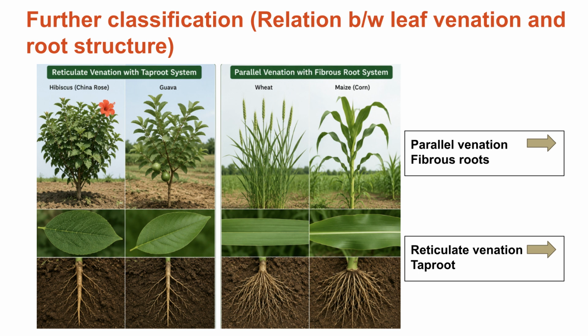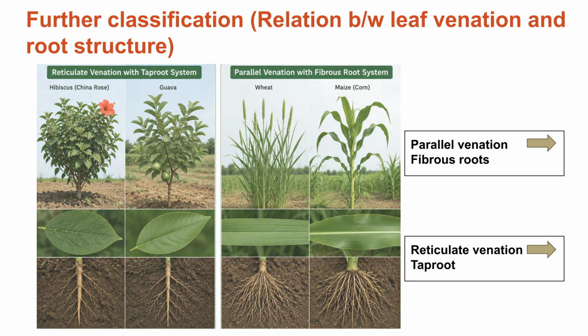This can be used as a memory tip for learning this, that parallel venation leaves show fibrous roots while reticulate venation leaves show taproot structure.